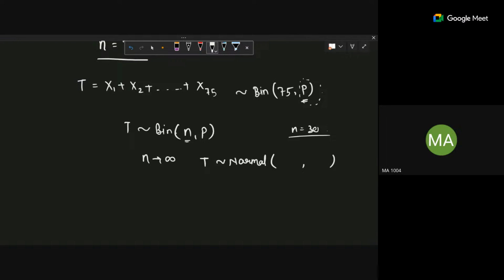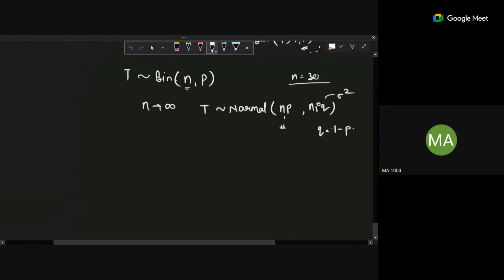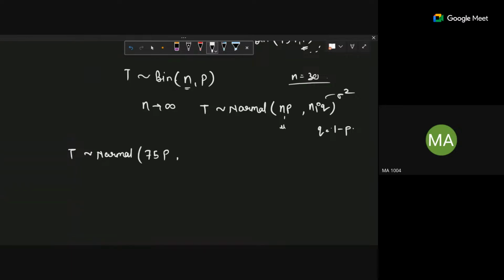Its mean will be np, and the variance npq, where q is equal to 1 minus p. So this is sigma square and this is mu. So I know that if n is 75, I am going to consider it as a normal distribution. Now I have T following a normal distribution with mean 75p and variance 75p into 1 minus p. Okay.